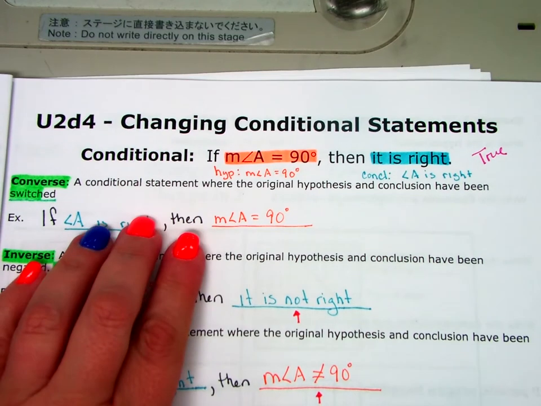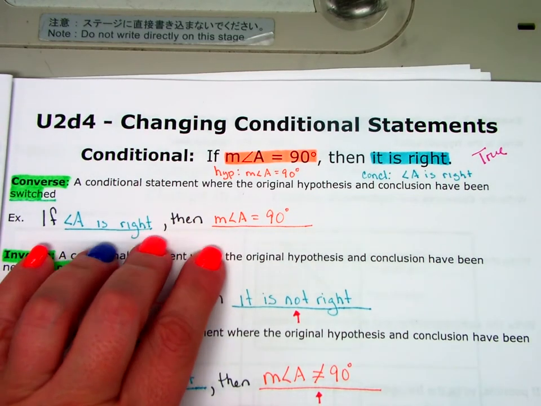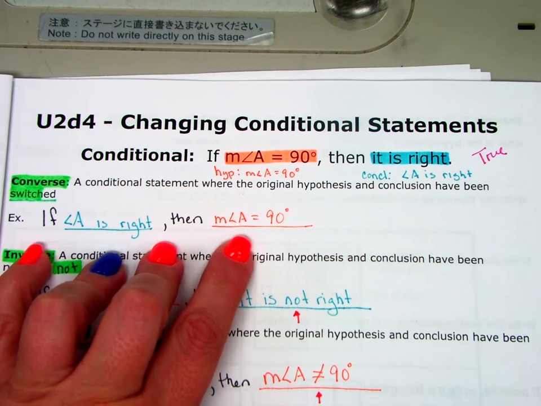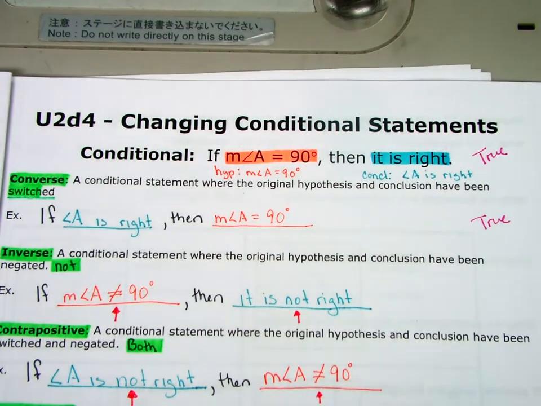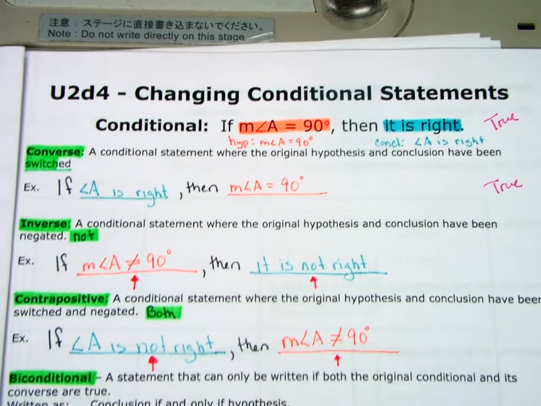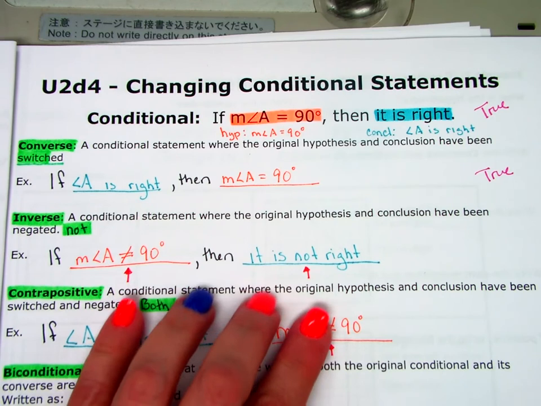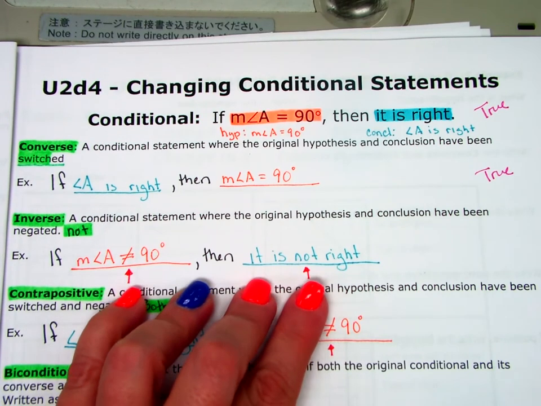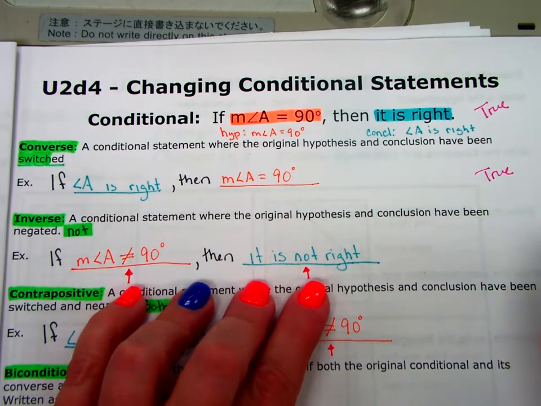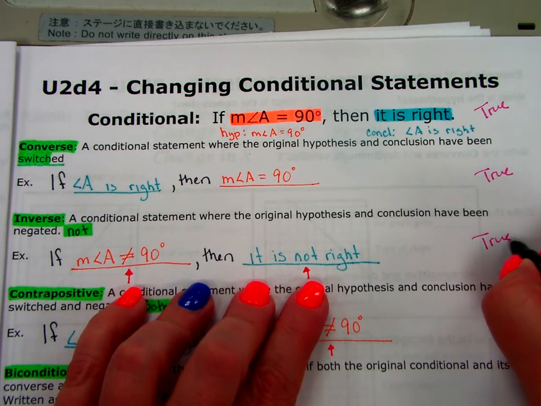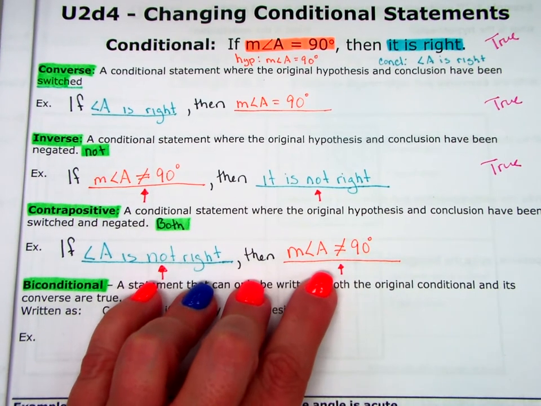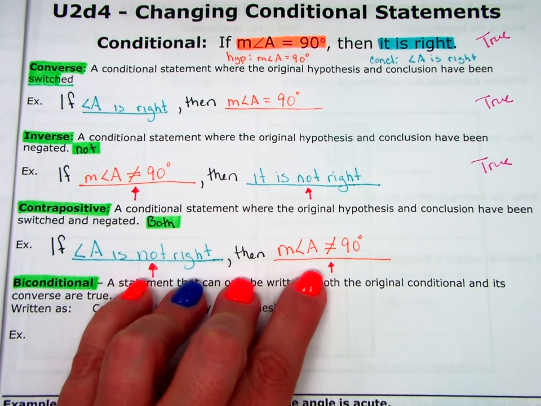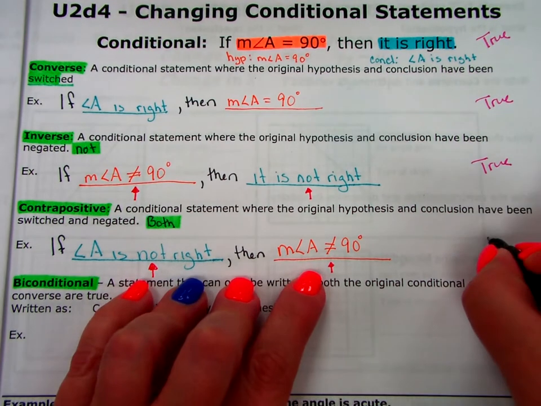All right, what about its converse? The conditional: if angle A is right, then the measure of angle A is 90 degrees. Is that a true statement? Yes. Okay, and we could do that for all of them. We really only need those two, though. But if I look at the next one, the measure of angle A is not 90, then it's not right. True or false? True. If the measure of angle A is not right, then the measure of angle A is not 90. True.